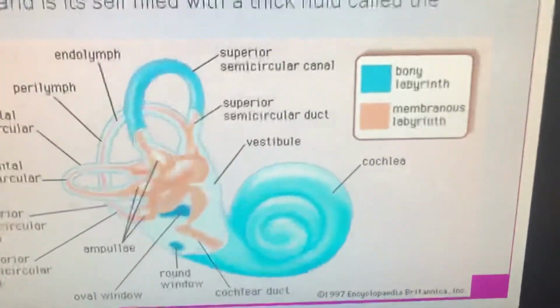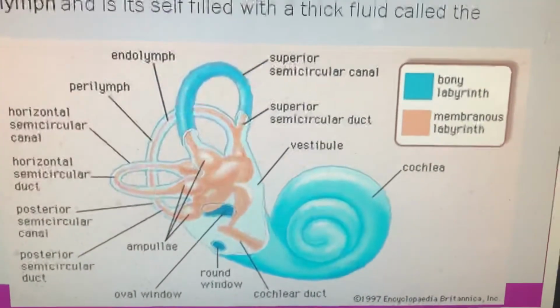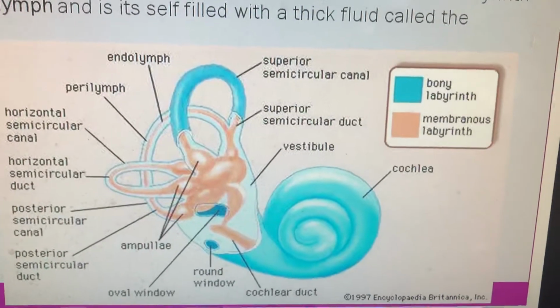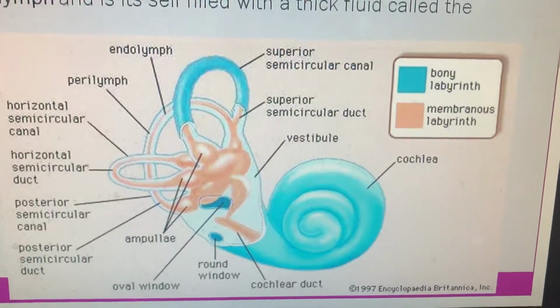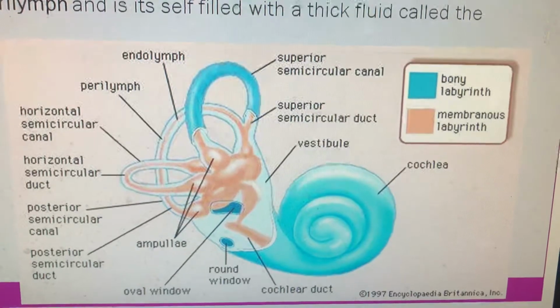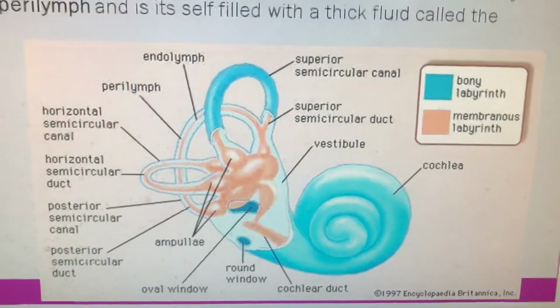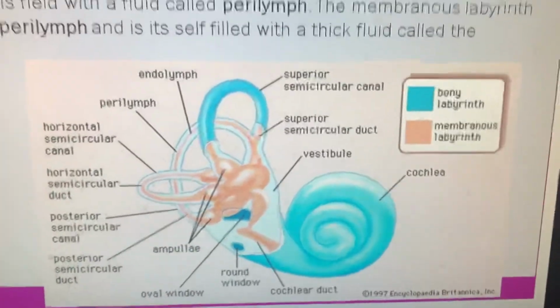So we'll zoom in to take a look at that. The blue portion is the bony labyrinth, and the tan portion is the membranous labyrinth. Okay.